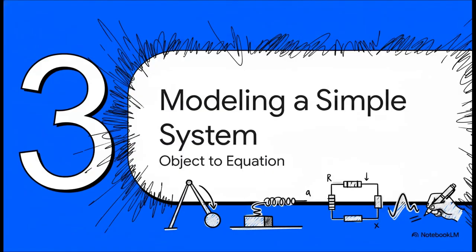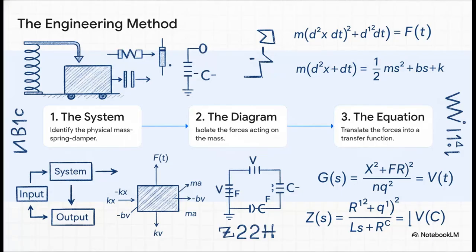All right, enough theory. Let's see how this actually works. We're going to take a simple physical object and translate it into a single, elegant equation that perfectly describes its motion. The process engineers follow is really methodical and clear. First, you identify the physical system. Second, you draw a diagram to visualize all the forces involved, all the pushes and pulls. And third, you translate that picture into the language of math.